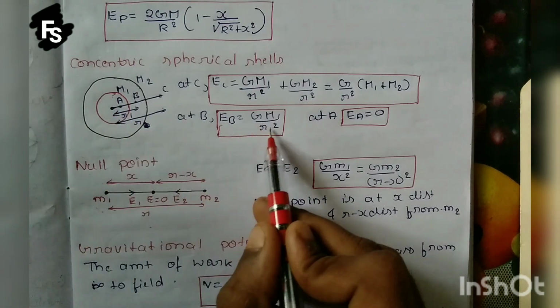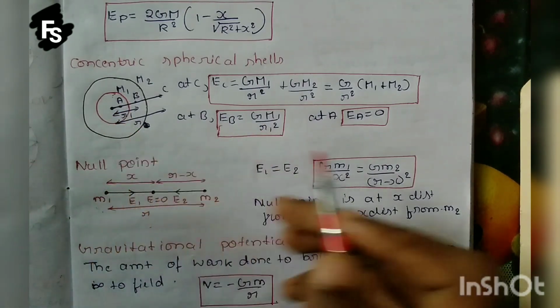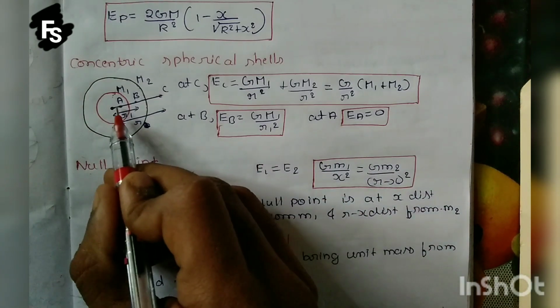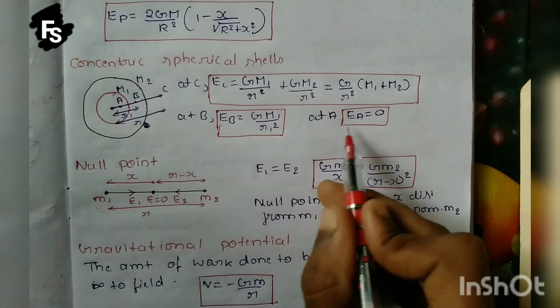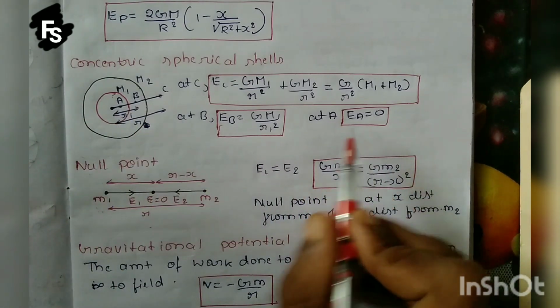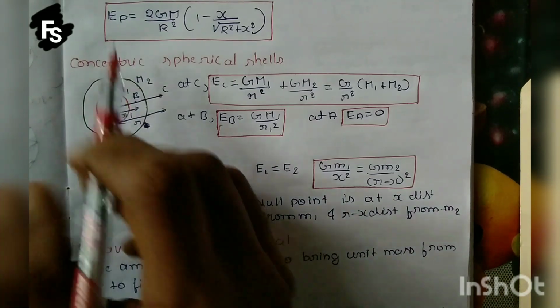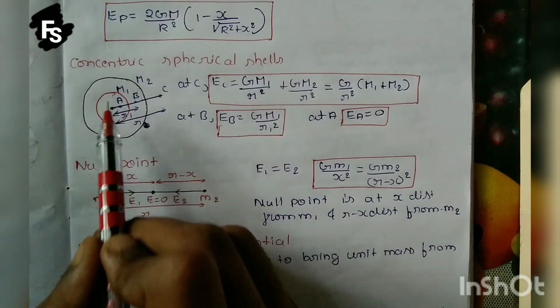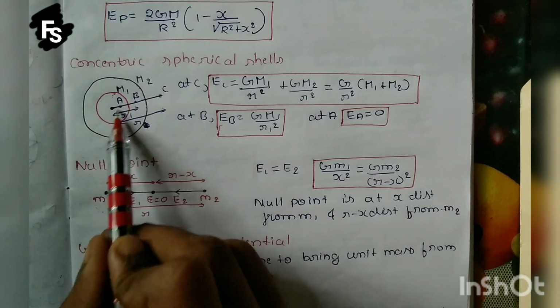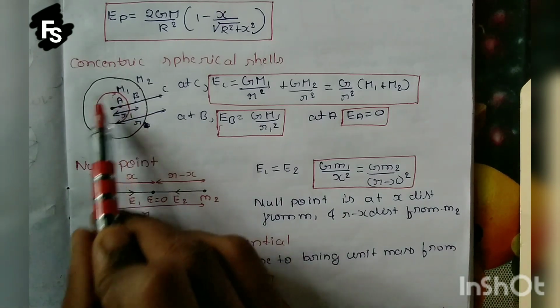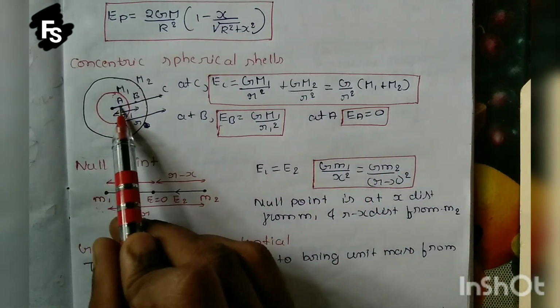E_B is equal to Gm1 by r1 square. R1, what is the distance? Okay. Then at A, there is no gravitational field. Remember, there is no gravitational field. A shell means a hollow sphere. Inside the hollow sphere, the gravitational field is 0. Like that only. Concentric spherical shell means this is 0.